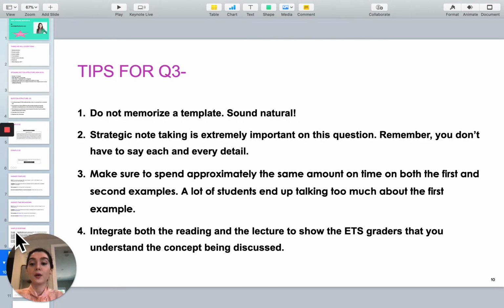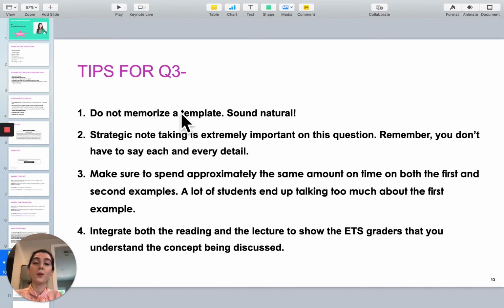Okay, so I want to now give you a little bit more tips on question number 3. Question number 3 is, I think, the most difficult question for most of the students. The reason is a lot of students face problems with time management. They start summarizing the examples rather than really showing the grader they understood the link between reading and listening.